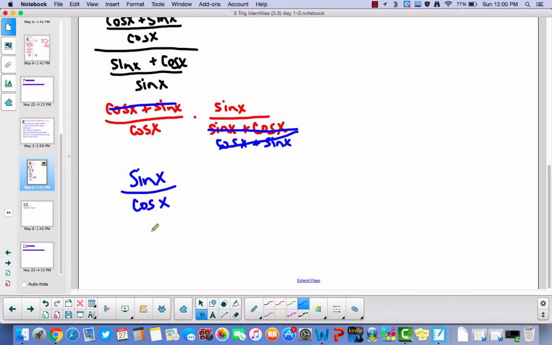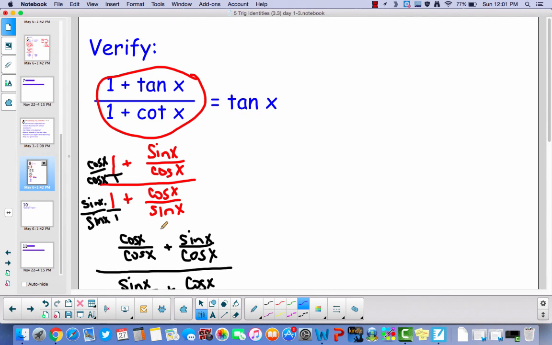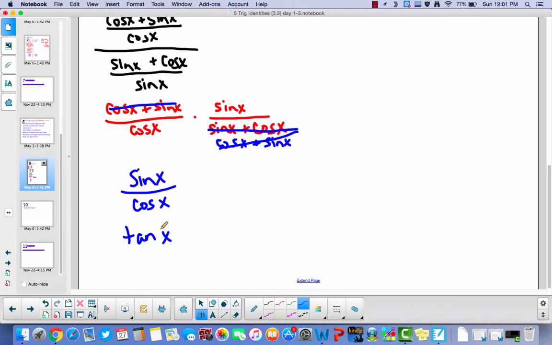But what is sine of x over cosine of x? That's tangent of x. And if we look back up here, that's what we were trying to verify. So tangent of x equals tangent of x, and we are done.